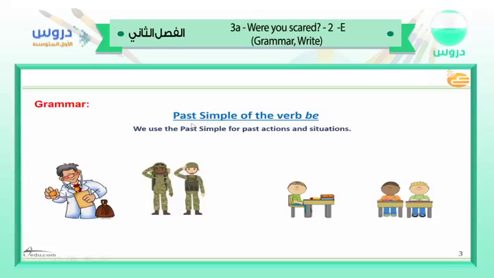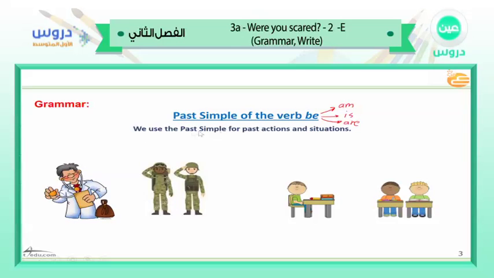Grammar. The first thing that we will talk about is the past simple of the verb be. And when I say be, I mean by that am, is, and are. This is with the present, okay? We use them with the present. We know am, is, are. We use them with the present.